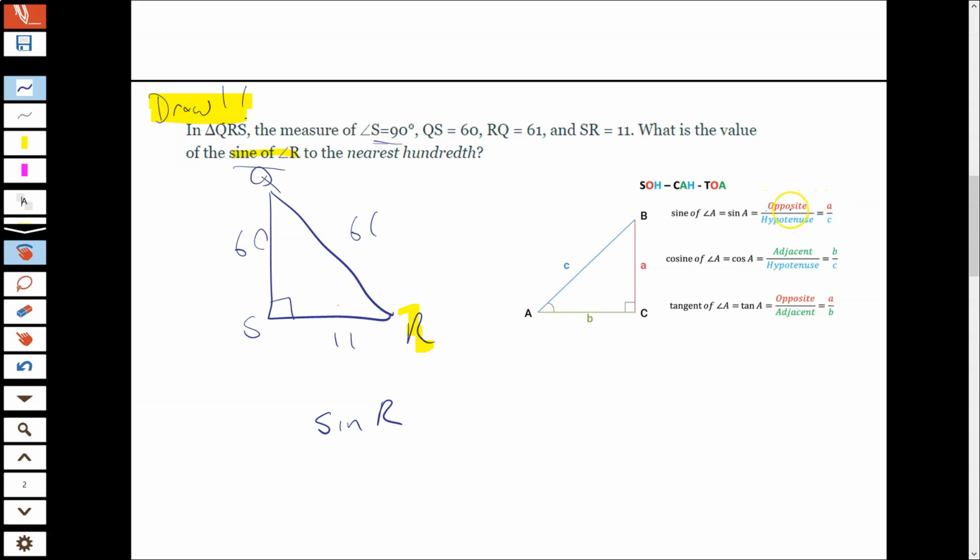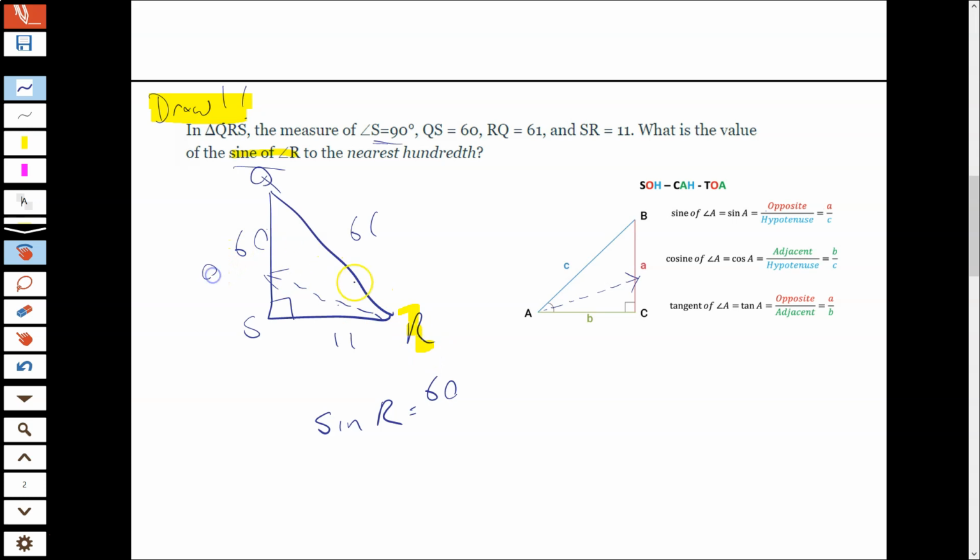Sine of r is the opposite side over the hypotenuse. Okay. So notice in the example, opposite is through the triangle to the opposite side. Now my triangle is inverted, but I still need to go across to that opposite side across from it. Okay, so in this case it's going to be 60 is my opposite side.